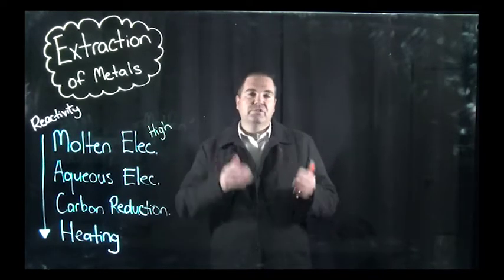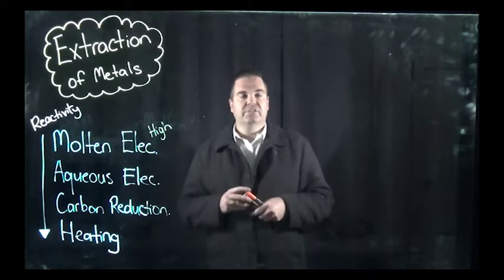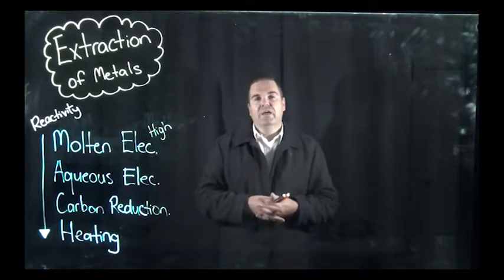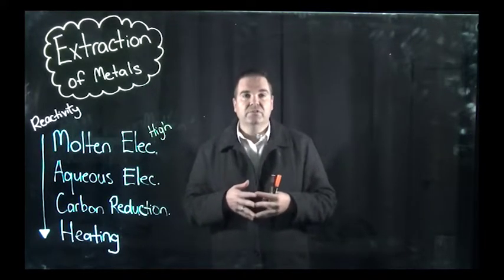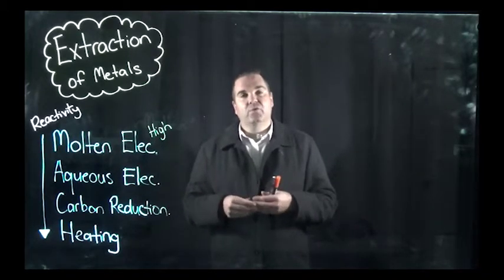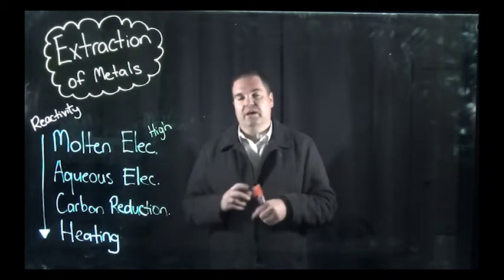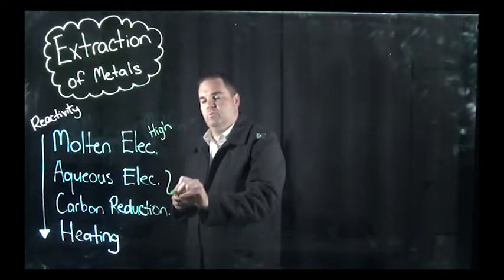If you've got a metal which is more in the intermediate reactivity, so zinc's an example, iron's another example, there's two methods you can use. This time, because it's not as reactive, you're not trying to force it to gain electrons as much as you are with a highly reactive metal, and so you can use the aqueous solution, or you can use carbon reduction. So if you've got intermediate, you can use one of these two.